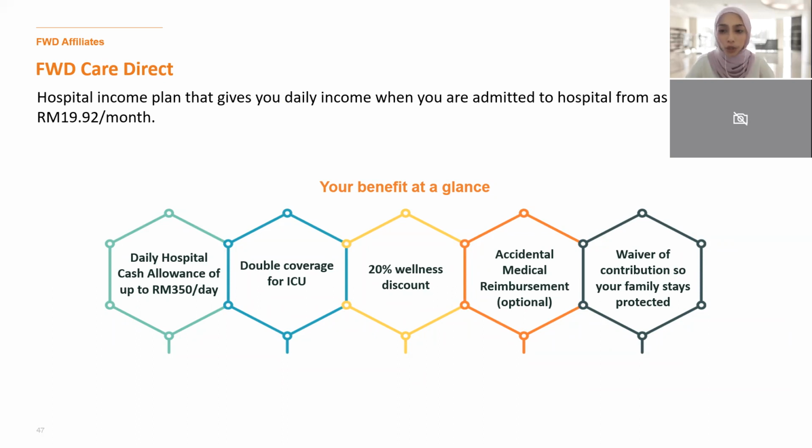There is also an optional benefit that you can take. It's called the accidental medical reimbursement, and it can be from 2,000 up to 10,000. So should you take this optional benefit, if you are hospitalized due to an accident, we will give you on top of the cash allowance, either 2,000 or 10,000, depending on how much you choose to be covered for. And this is also a family plan, which means in the event anything happens to you, we will still protect your family and waive the contributions.